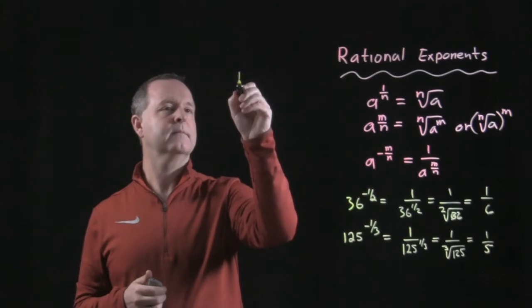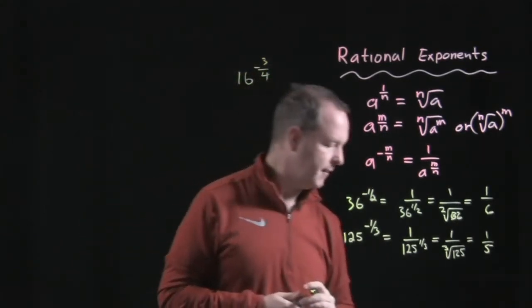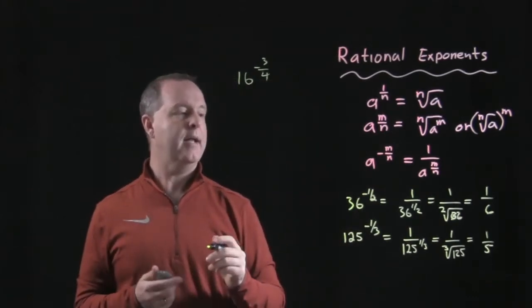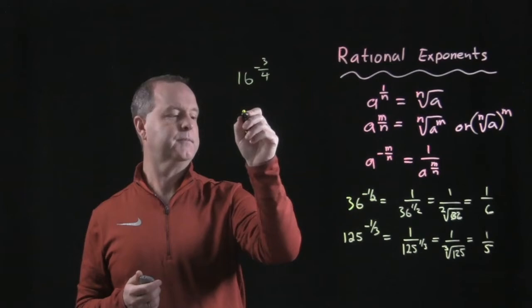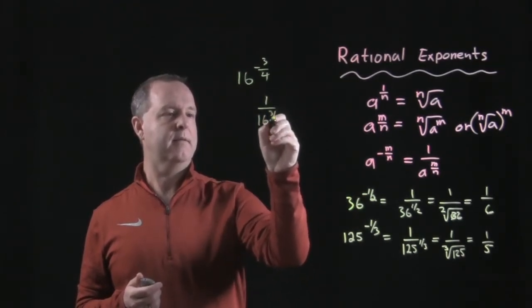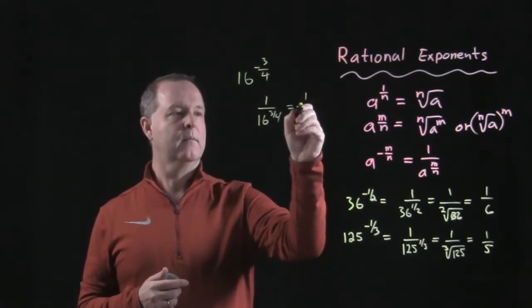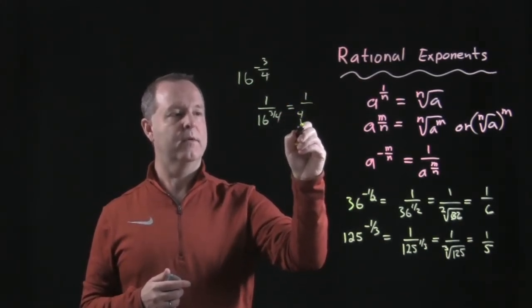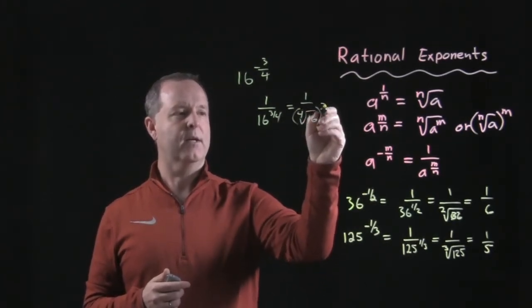16 to the negative 3/4, I think is what I have. All right, let's rewrite that. Let's write that as 1 over 16 to the positive 3/4. 1 over the 4th root of 16. I'm going to do that first, and then I'm going to cube it.